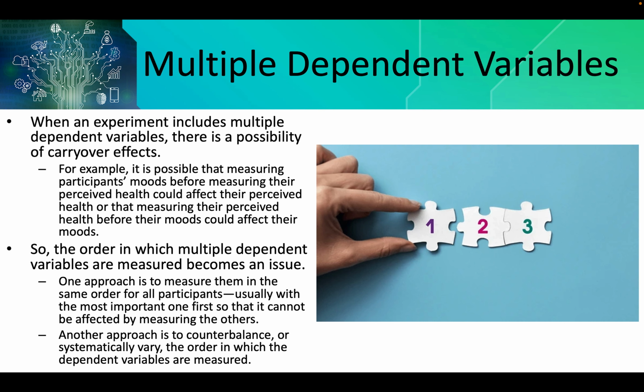One approach is to measure them in the same order for all participants, usually with the most important one first so that it cannot be affected by measuring the others. Another approach is to counterbalance, or systematically vary, the order in which the dependent variables are measured.